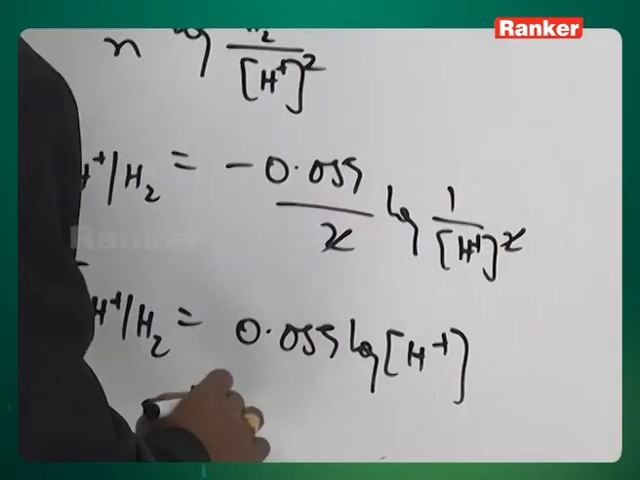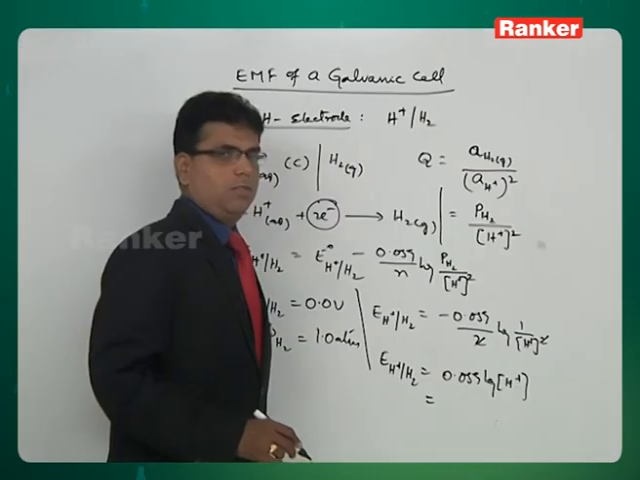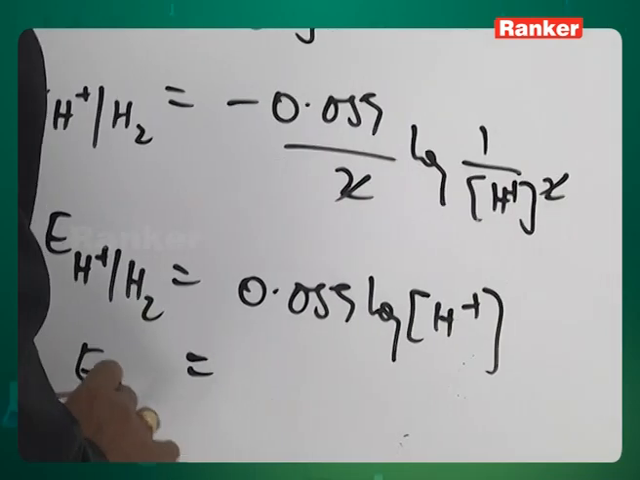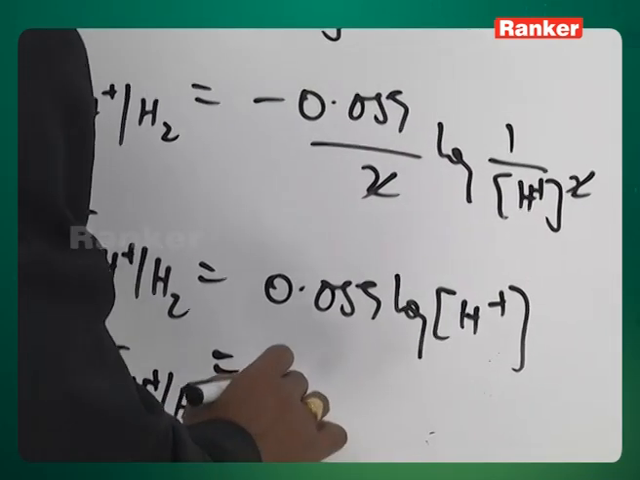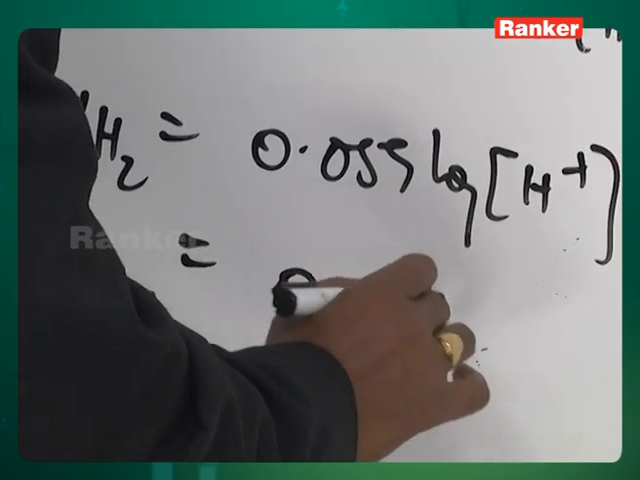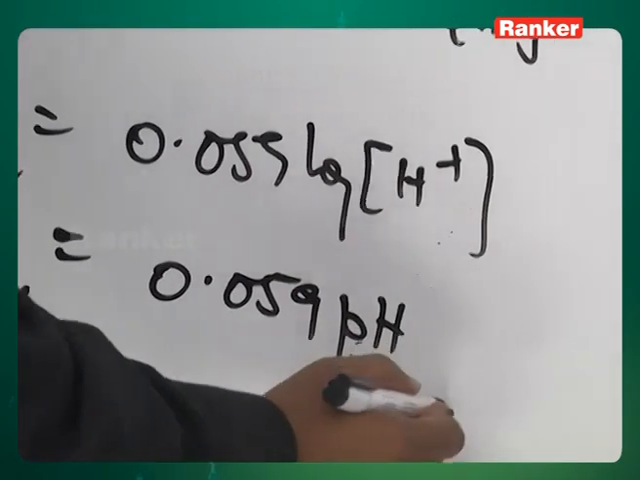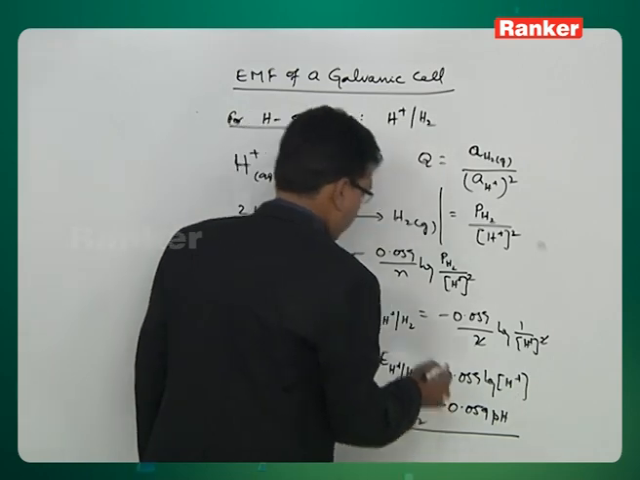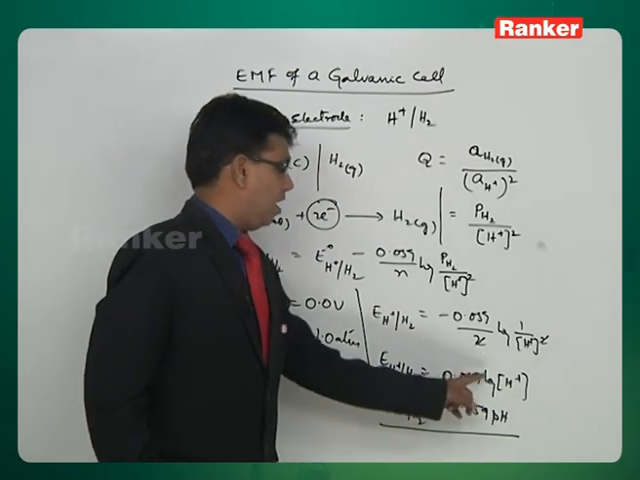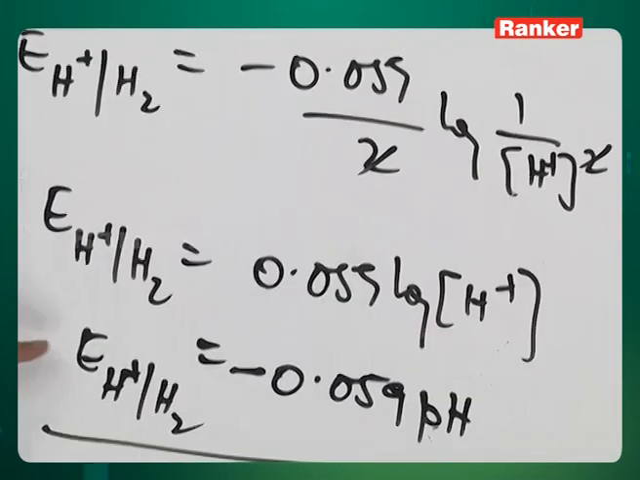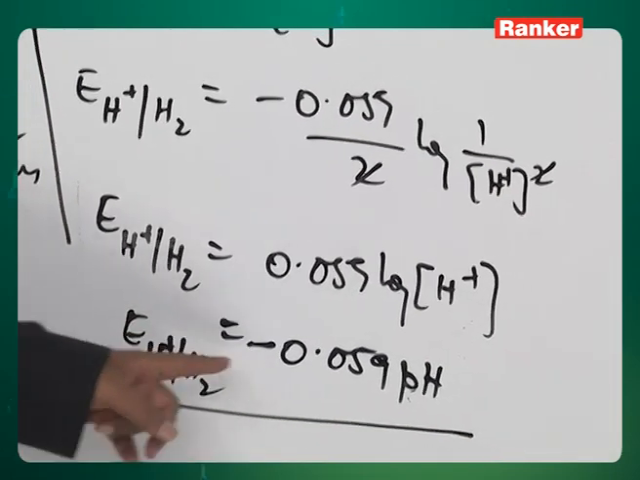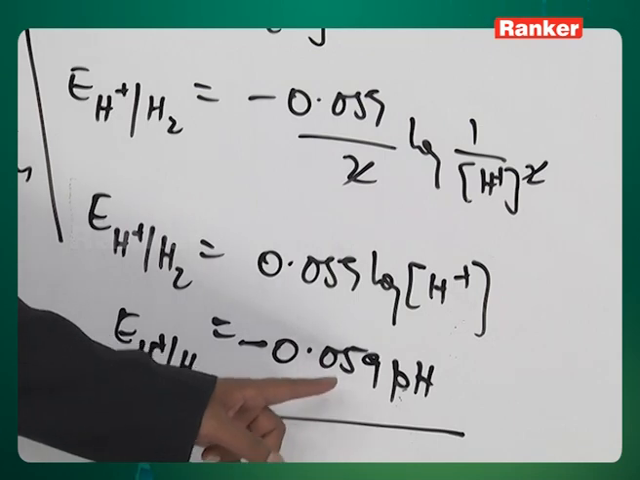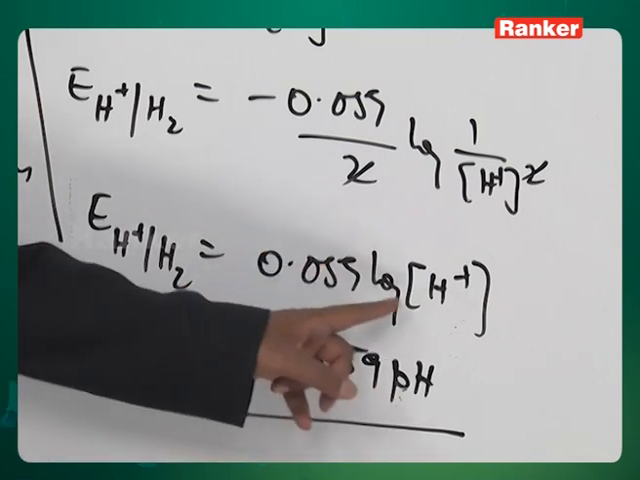This I write as minus log H+ is pH. So, in terms of pH, E H+/H2 is equal to minus 0.059 pH, and this is minus because minus log H+ is pH. So, E H+/H2 is equal to minus 0.059 pH, where pH is minus log H+.